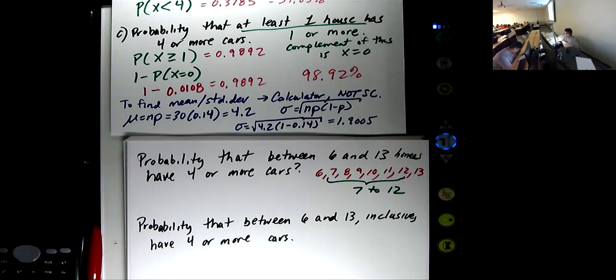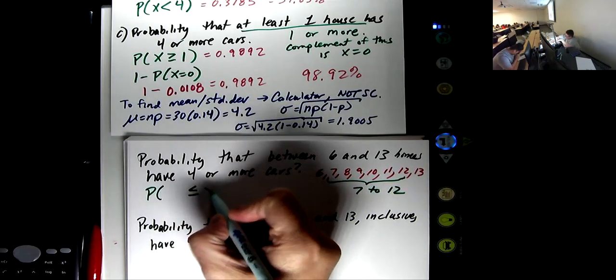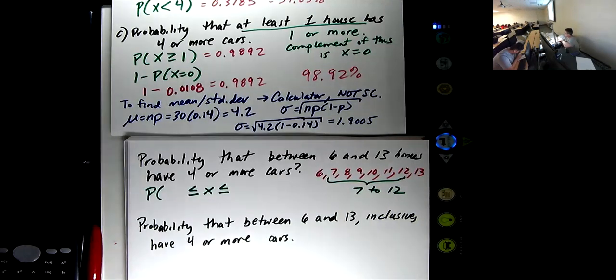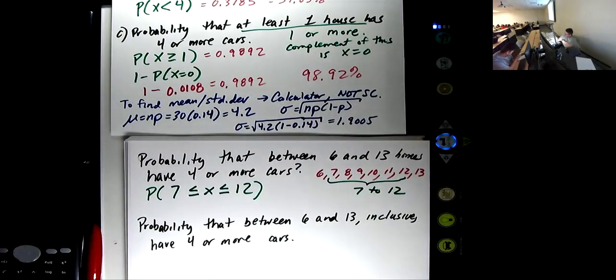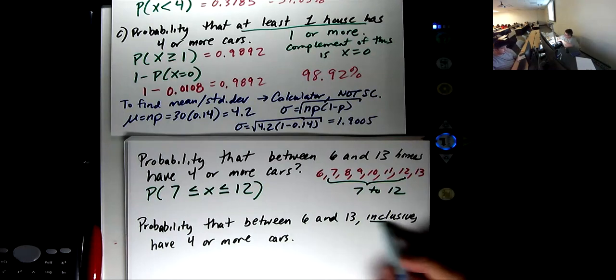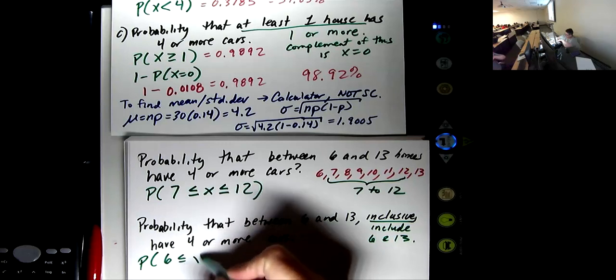StatCrunch has a between option. I'm going to show it to you in a second, but the between option is stuck with the equality part there. You have to have that part. So I can't use 6 and 13 and just use less thans. I have to switch to 7 and 12 here to do that. Inclusive means include the 6 and 13. So on this one, I can do 6 is less than or equal to X, less than or equal to 13.